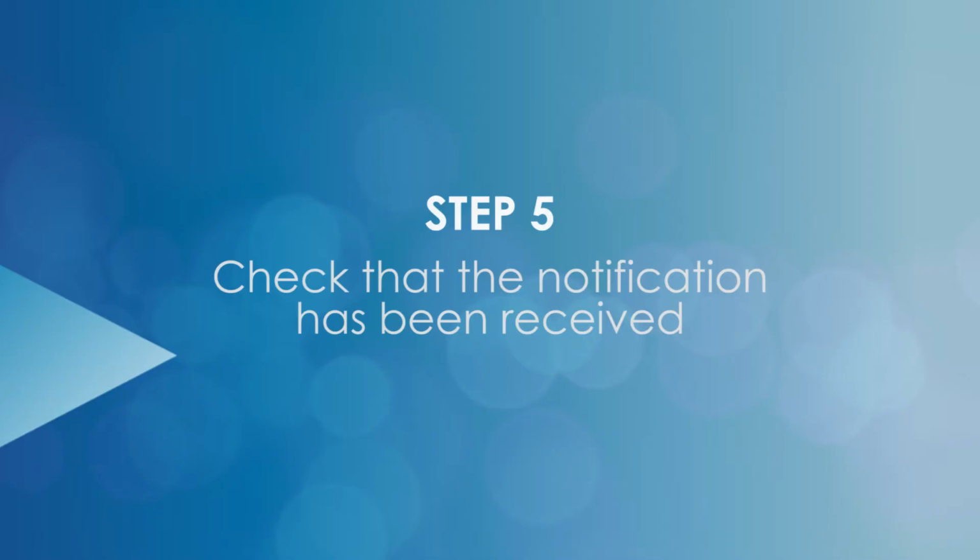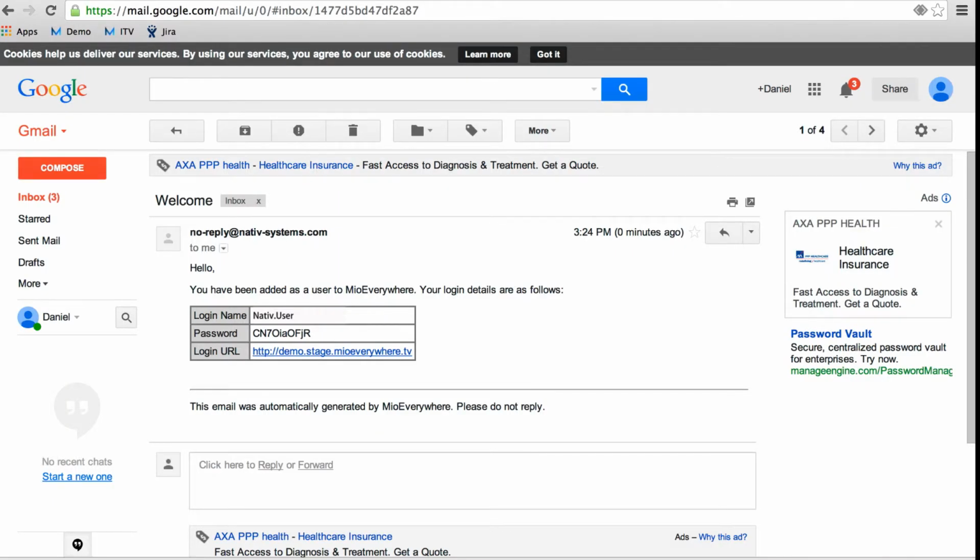Step 5. Check that the notification has been received. You can only sign into Mio once you have received your provisional password. This password can then be changed the first time you log into Mio. Once the profile has been saved and enabled, the user will receive an email notification introducing them to Mio. Within this user profile email notification, you will see 3 different areas of interest.